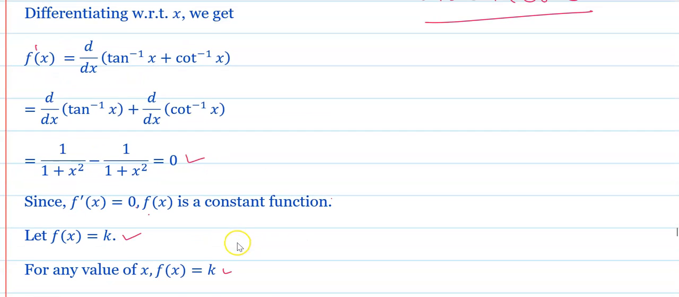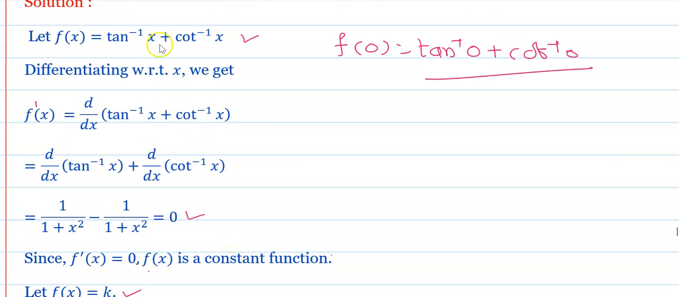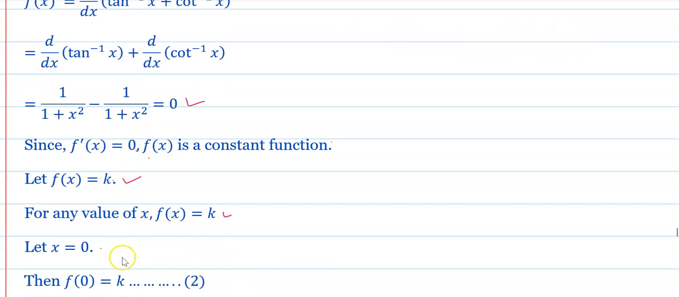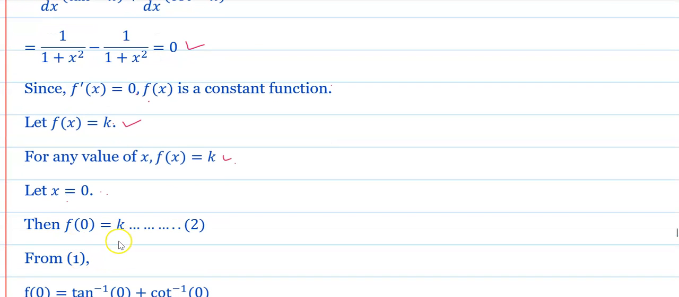अतिशय इझी आहे. पहिल्यांदा सर्वप्रथम तो फंक्शन घेणार, त्याचा डेरिव्हेटिव्ह. Its derivative is a 0. Therefore f of x is a constant, and suppose it is a k. For any value of x, f of x is a k. Therefore at x is equals to 0, it's a easy value मिळते आपल्याला. x is equals to 0, f of 0 is k.